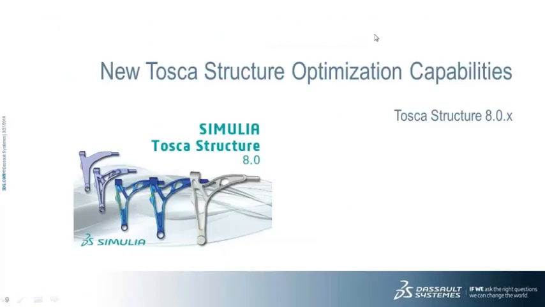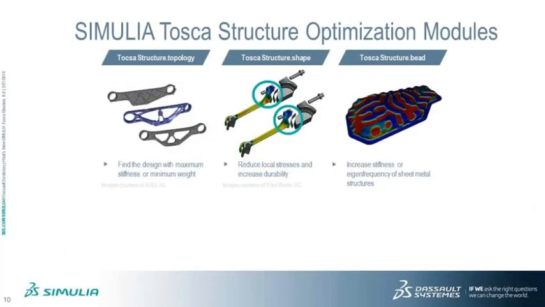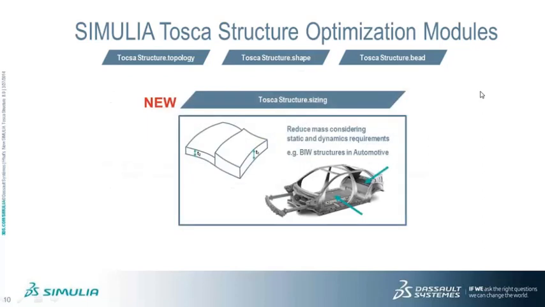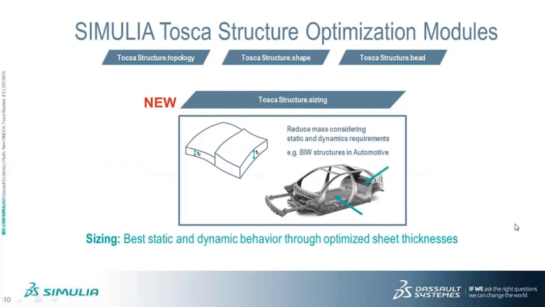So now we really want to focus on the brand new optimization capabilities introduced with Tosca Structure 8.0. And I'd like to hand over to Gary. Yes, hello everybody. Let me go a little bit deeper into our new module. As you probably know, so far Tosca Structure offered 3 modules: topology, shape and bead, and all of them allow you to change the design of your product in a different way. The new module, Tosca Structure Sizing, allows you to redesign complex sheet metal structures by altering the thickness of their components. And doing so, you're able to improve the static and dynamic behavior of such products by only modifying the thickness of such structures.